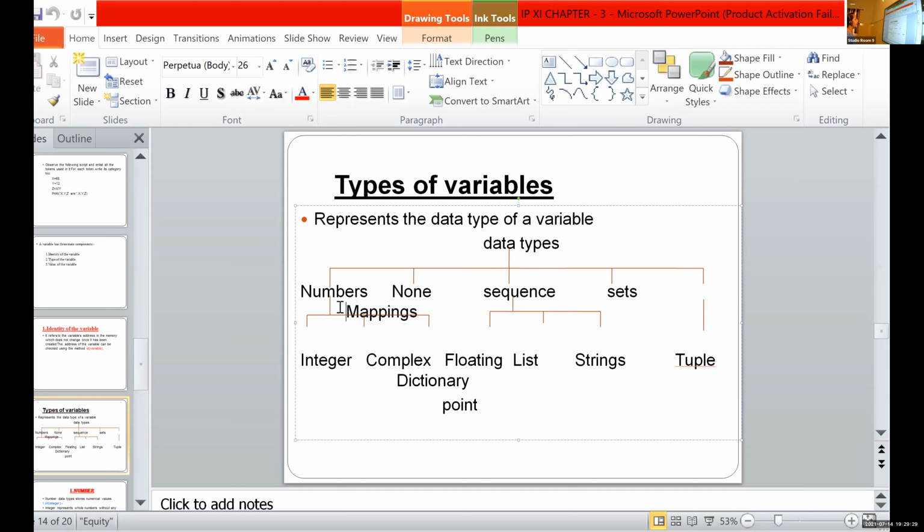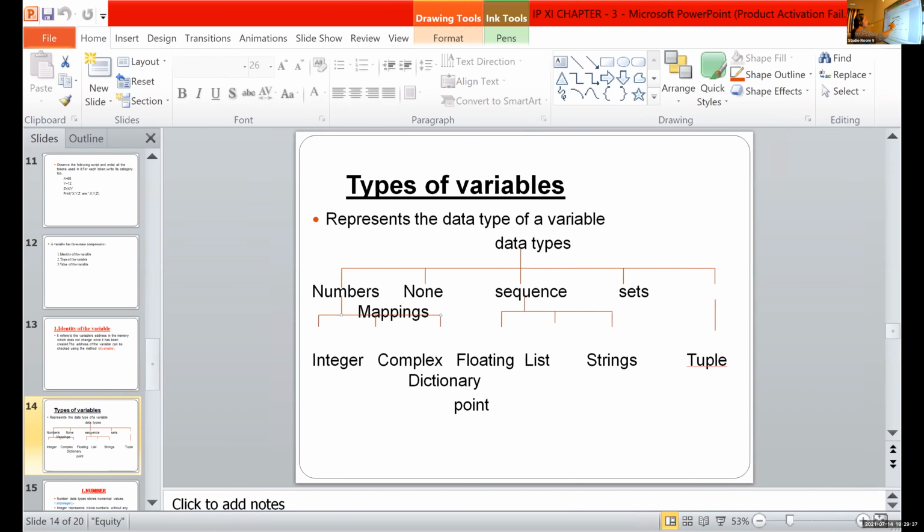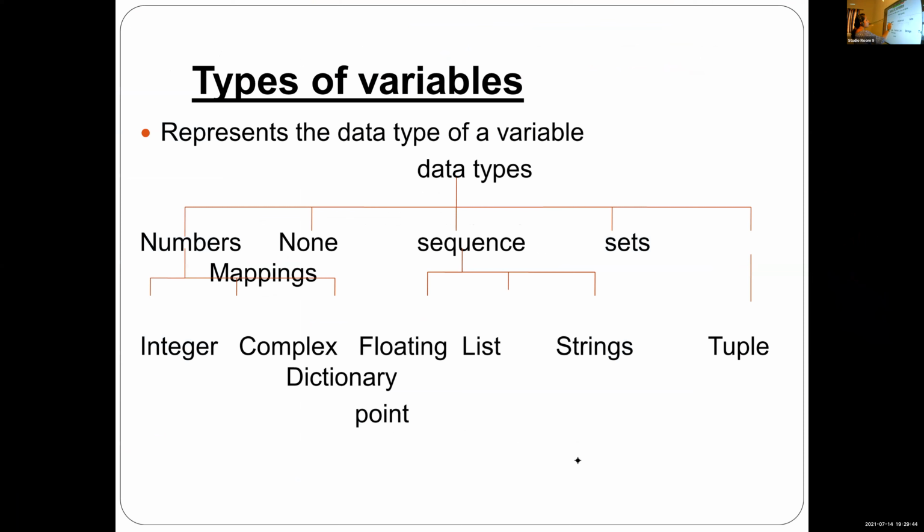Okay. Data types. The different data types are numbers, none, sequence, sets, and mappings. Numbers, none, sequence, sets, and mappings. I'll draw it on the board. Okay.